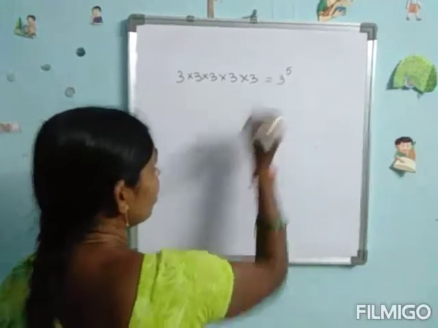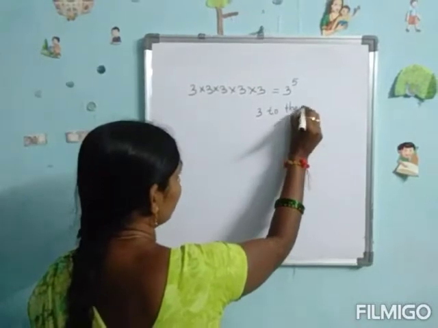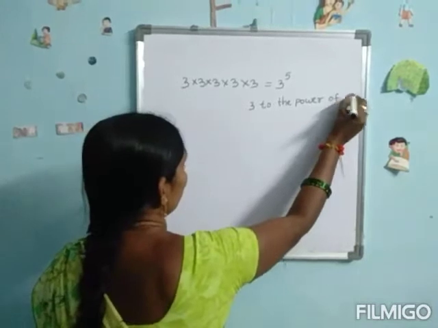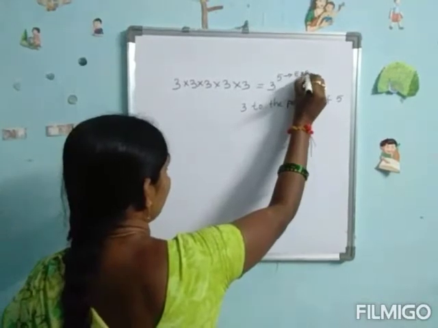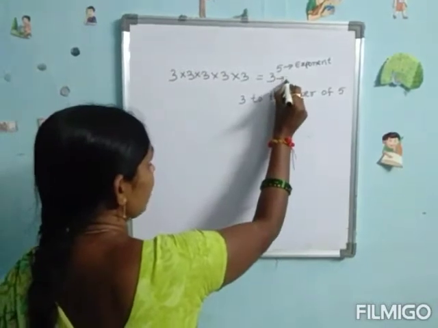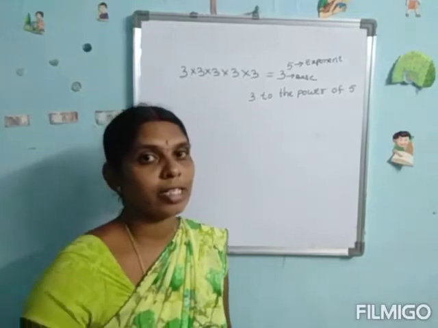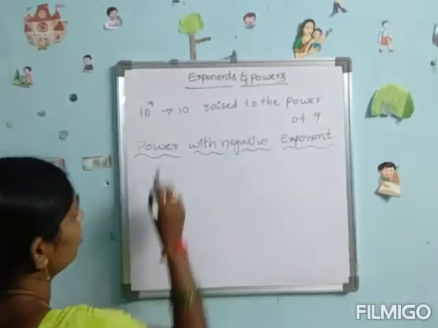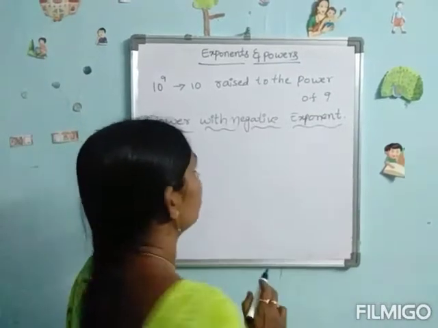So how are we reading this one? 3 to the power of 5. This is called the exponent or power, and this 3 is called the base. So today our topic is exponents and powers. 10 to the power of 9. We have to read it like this also, 10 raised to the power of 9.